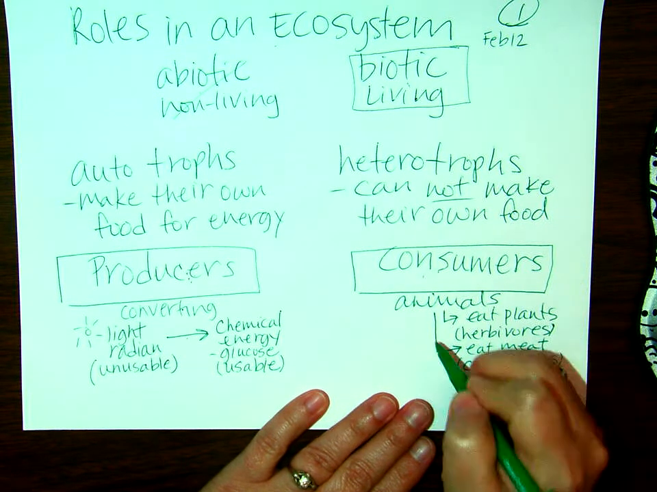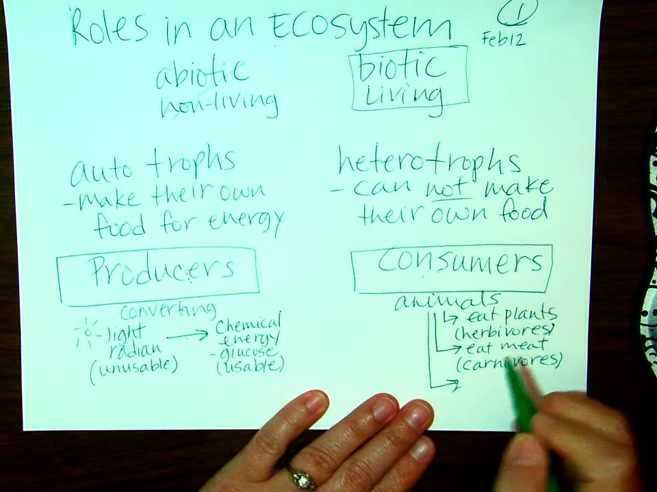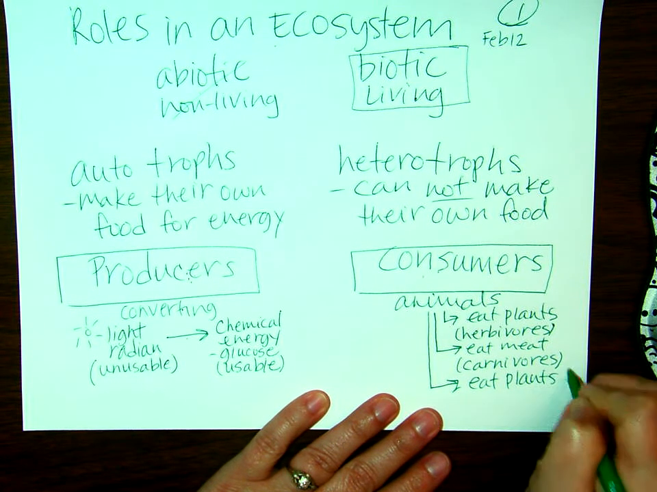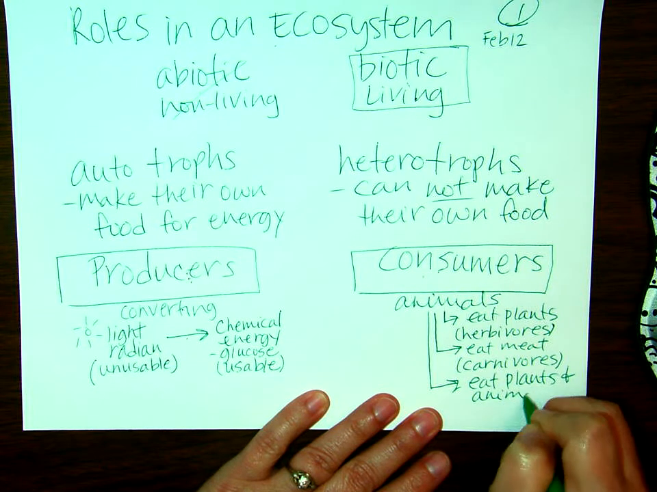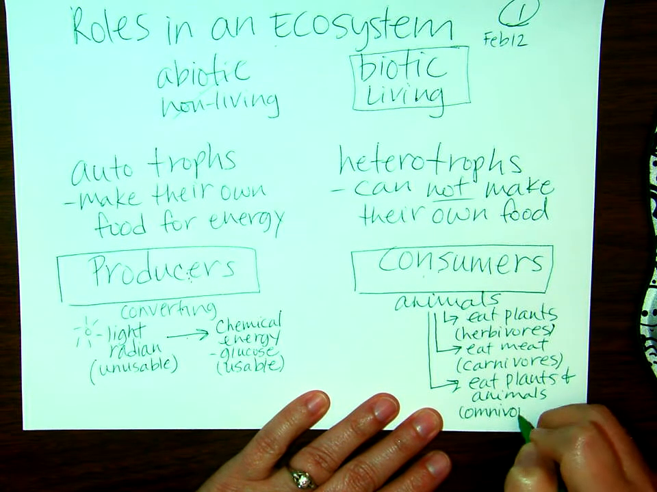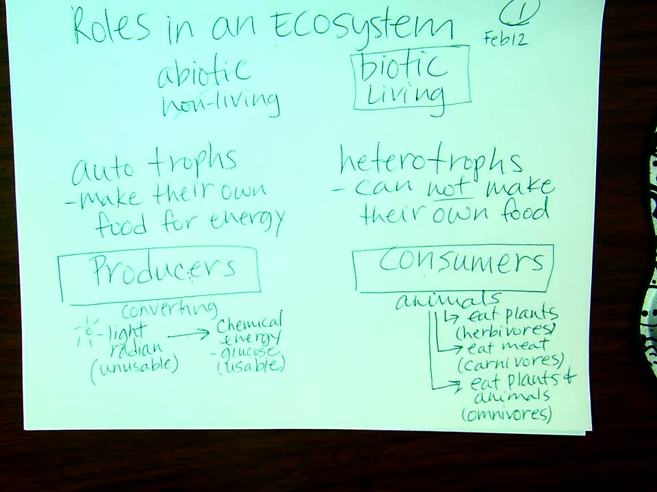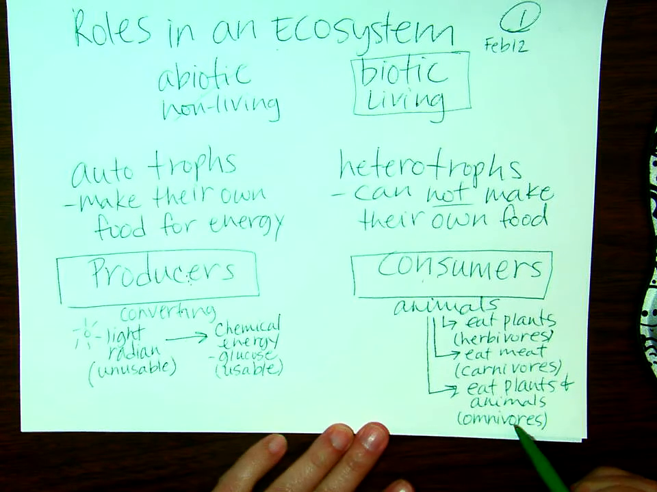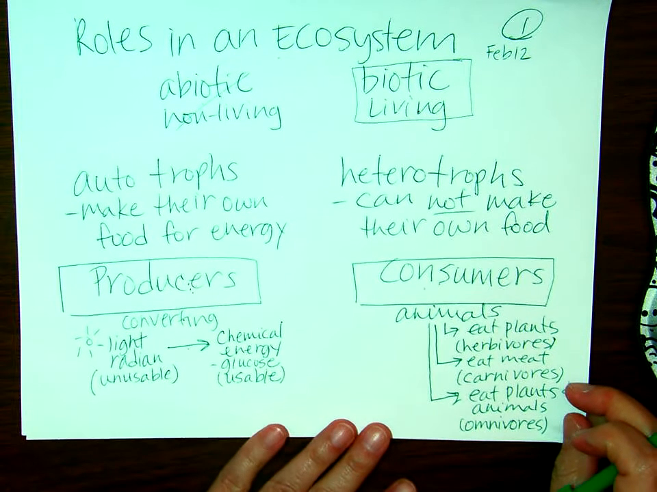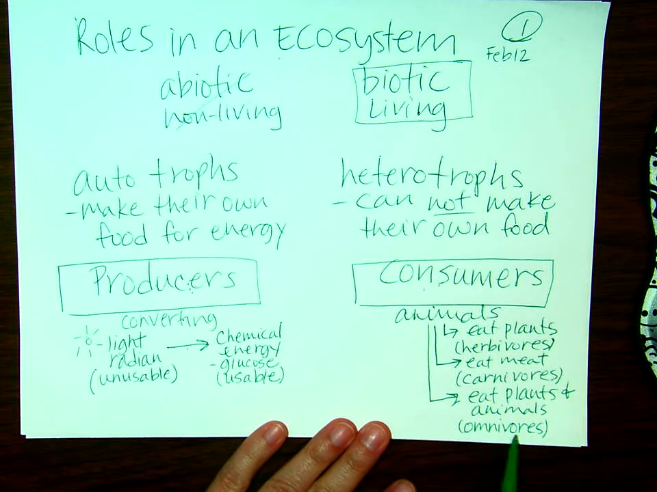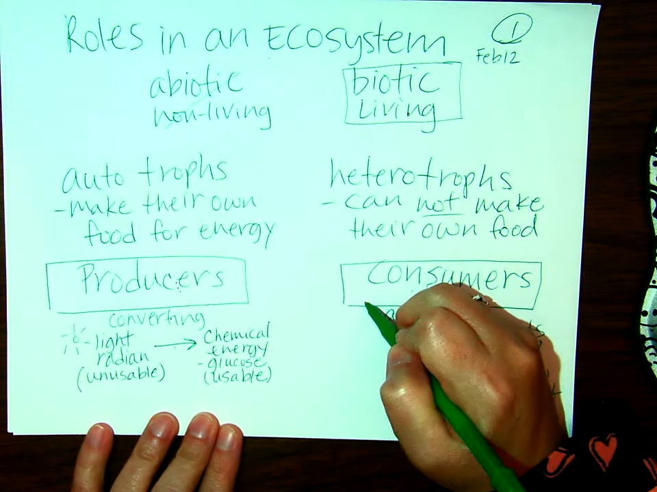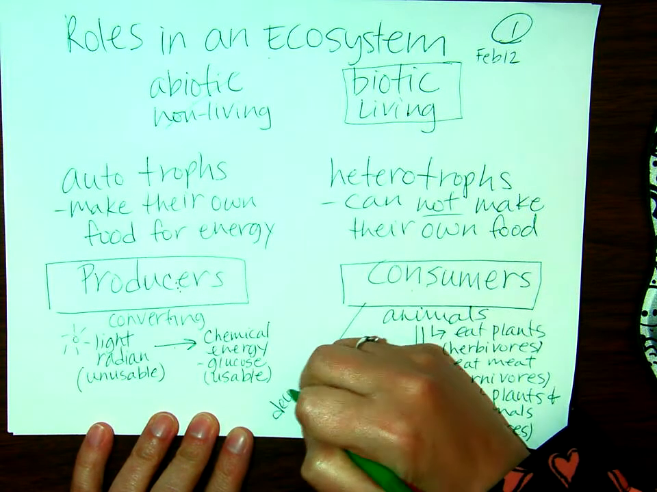And then we also have another type that eats both plants and animals. And we call these omnivores. That would be us. Humans are omnivores. And yes, some people are vegetarians by choice, but our bodies can digest meat and plants, and that's what makes us omnivores. Now, there is a special type of consumer we haven't talked about. This is a special one. We call them decomposers.